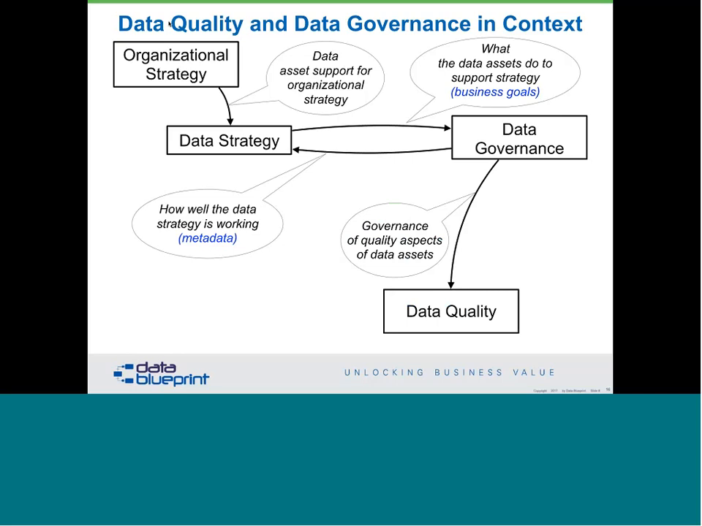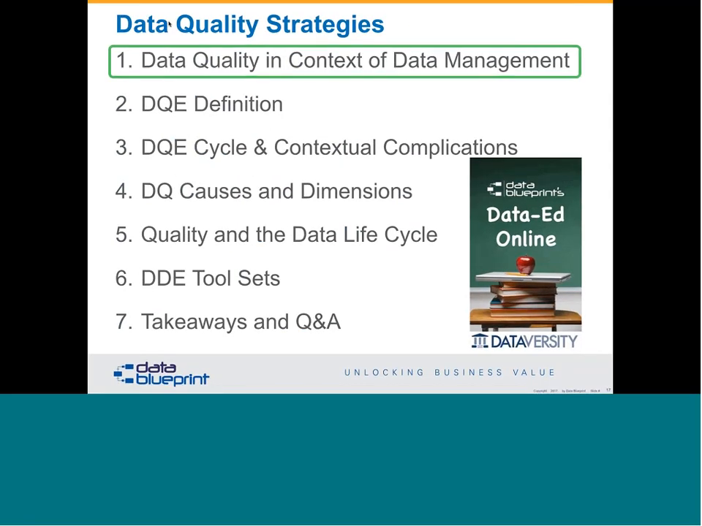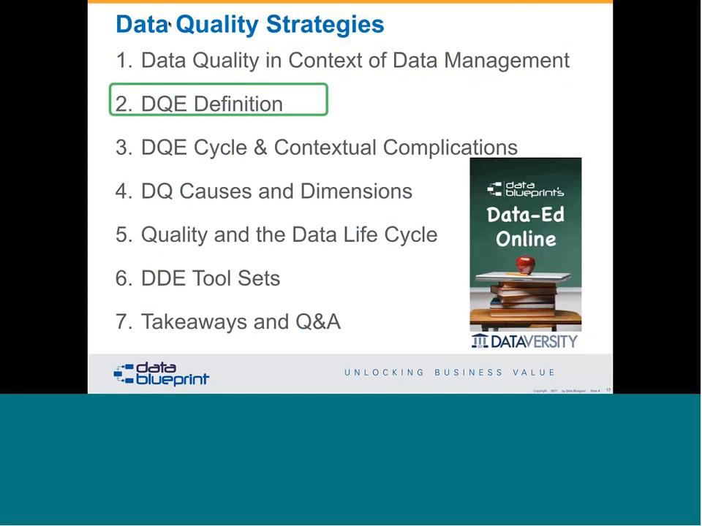of organizational strategy. And the last piece on this diagram here is that we need some evolutionary feedback about the current focus. Are we focusing in on the right specific things that are helpful to the organization? Again, if you don't know where you're going, any road will take you there. Therefore, nobody can say you're doing anything wrong in terms of what you're doing relative to anything else. So let's look a little further and talk about what it means to specifically define data quality.